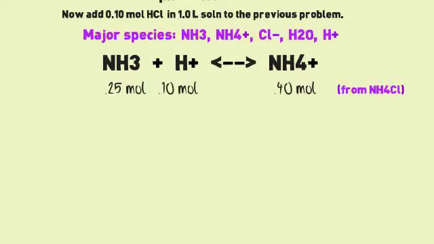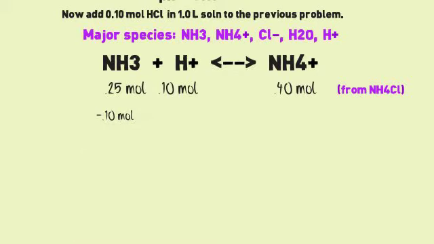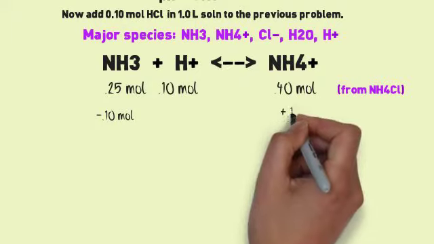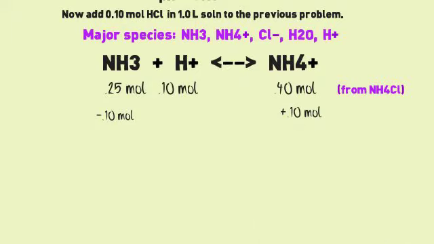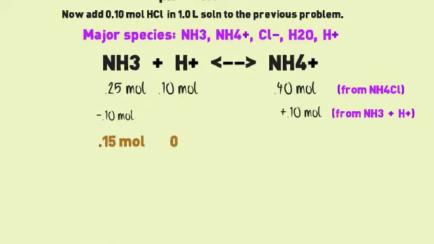At the end, hydrogen ion will cause all of this to react. So we can subtract 0.10 moles from the NH3 and conversely add that to the NH4+. So at equilibrium, we will have these numbers. This will be 0.15 moles. That will be 0. And this one will be 0.50 moles.